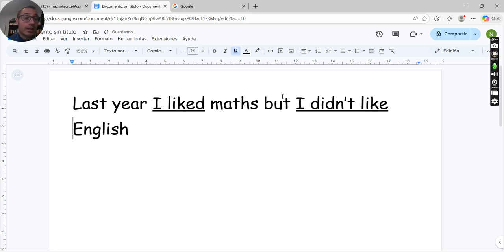And here we can make lots of examples. For example, on a school trip, you say last year I went to visit the Lacasitos factory, but I didn't go to Huesca. I went to visit the Lacasitos factory, didn't go to Huesca. Or last year, we played basketball in the playground, but we didn't play... We played. We didn't play.